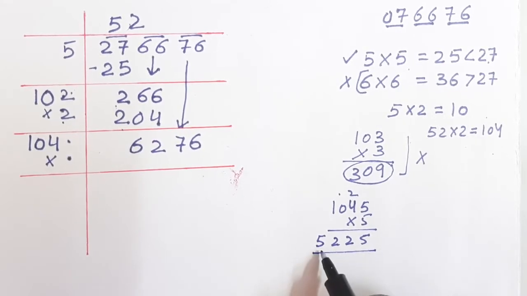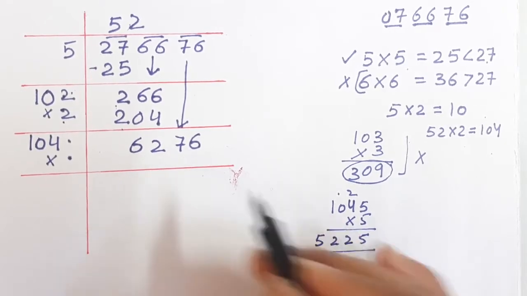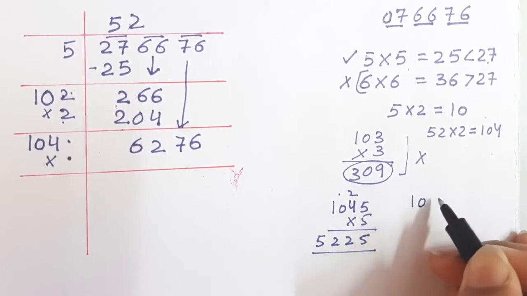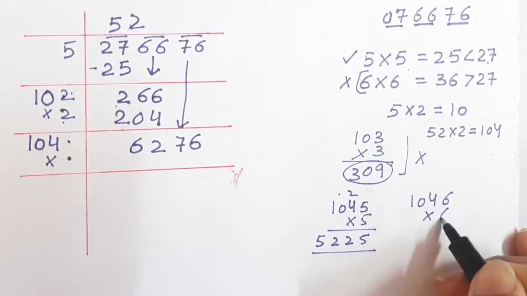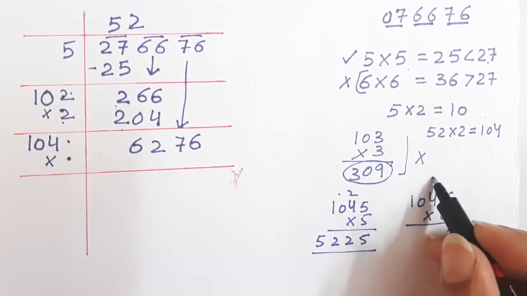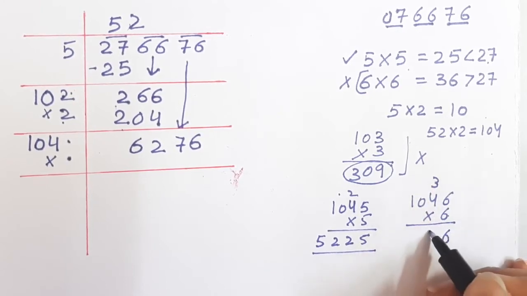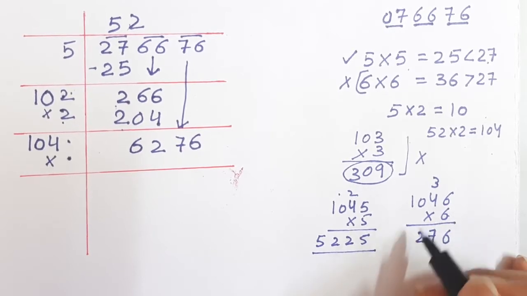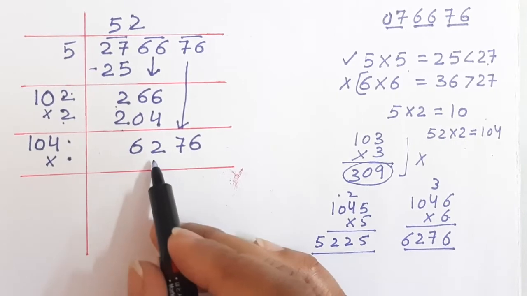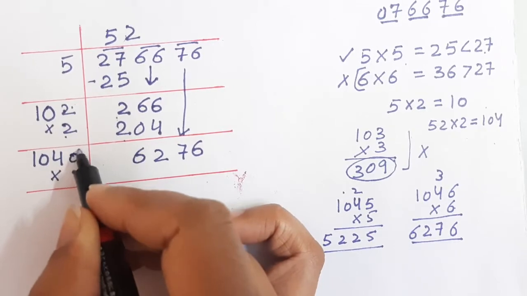Clear? Now 5225 is less than this number. I need to check with one more number here. So if I consider, instead of 5, if I take 6 now. In that case, 6 6s are 36. 3, 6 4s are 24 and 3 is 27. 2 will come, then 6 1s are 6. Now you can see exactly the same digits I have got. So that means it will go with 6.